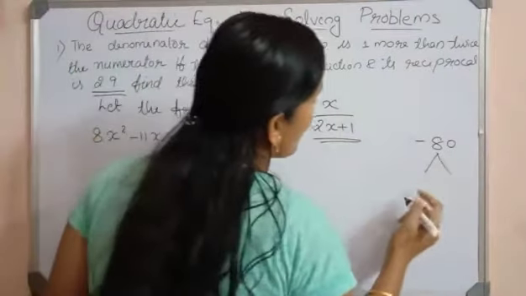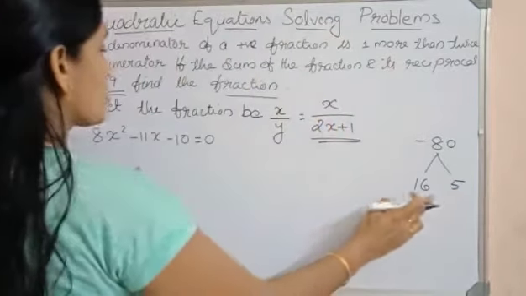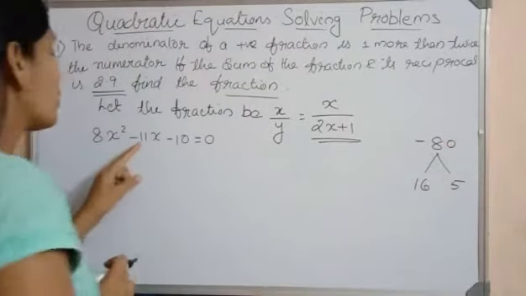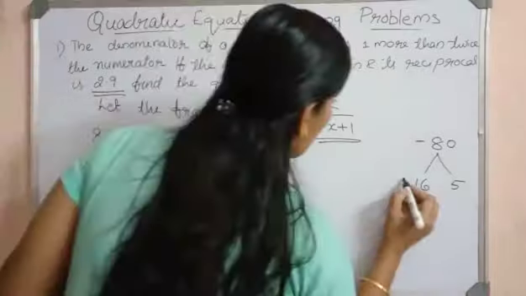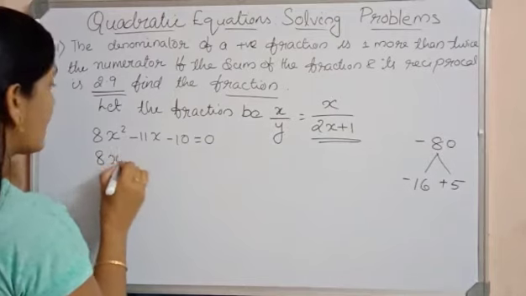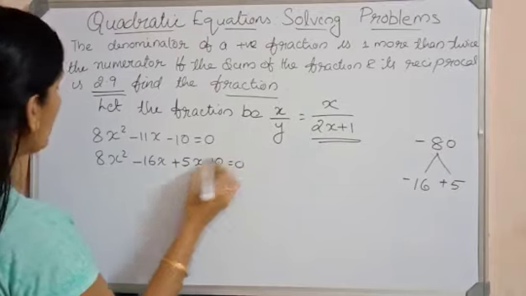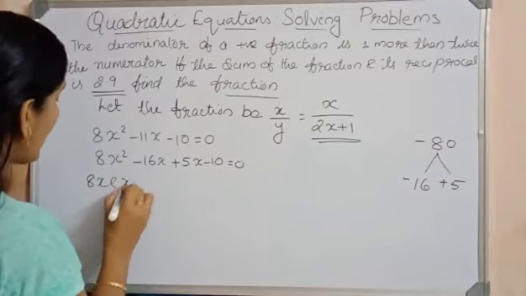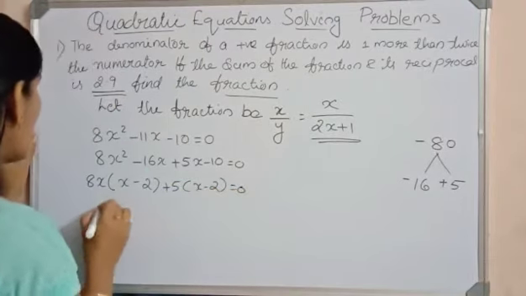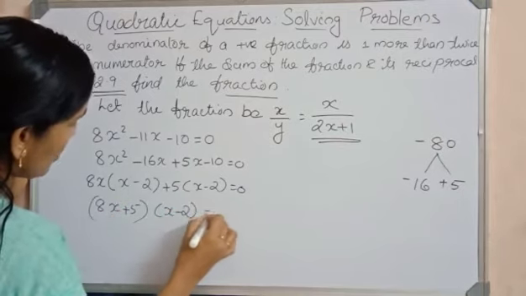When you split this 80 into two terms, you can find this as 16 and 5. The difference between 16 and 5 is 11 and 16 into 5 is 80. Now the sum is negative here, therefore the greater number is negative and the smaller one is positive. So we can split this into 8x square minus 16x plus 5x minus 10 is equal to 0. So 8x into x minus 2 plus 5 into x minus 2 is equal to 0. So 8x plus 5 into x minus 2 is equal to 0.